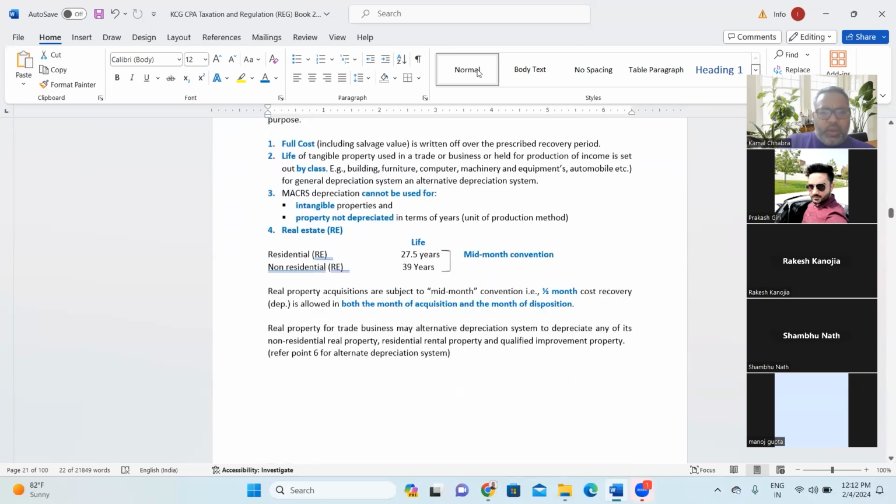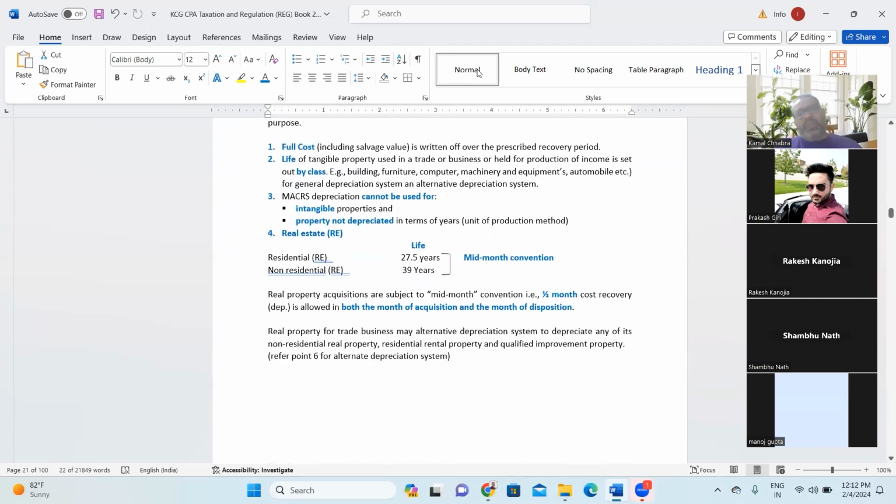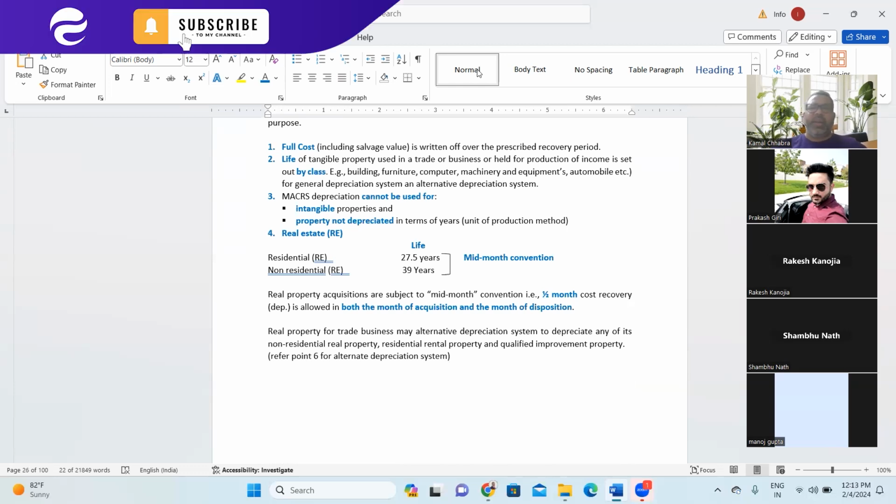Now coming to the EAR depreciation. So EAR depreciation is not used for intangible property because on them we will be charging amortization cost. Property not depreciated in terms of years. So there may be a possibility we will be using the unit of production depreciation method. So any idea what is the unit of production method of depreciation? Any guess you can make?